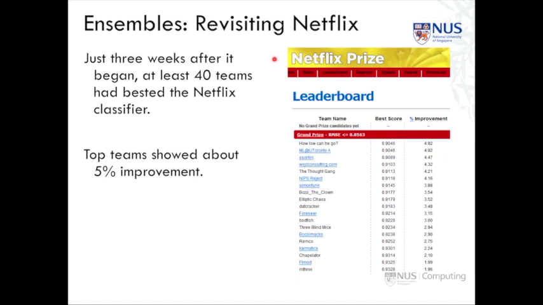If a team was able to do that, they would have won a $1 million prize. And of course, you may know that this prize was actually won. Just 3 weeks after it began, at least 40 teams that had registered had actually posted an improvement over the Netflix classifier. As you can see here, there were a number of algorithms that people had tried, including ones from particular research institutes across the world. The top teams had shown about 5% improvement, so it was getting there.